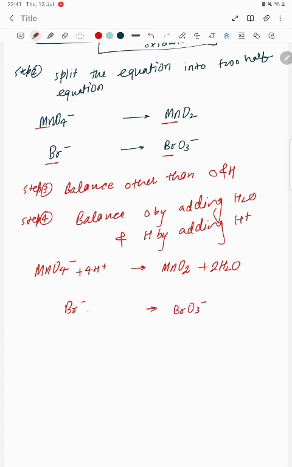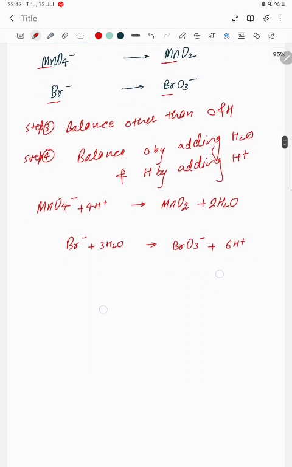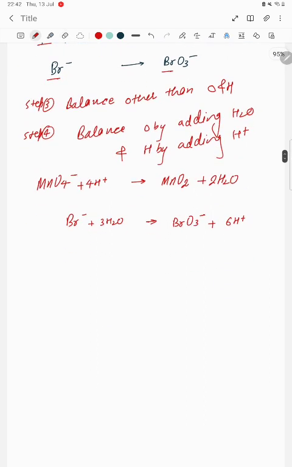Here, student, 3 oxygen is there, so it will be 3H2O. And here, 3 oxygen valence, Br valence, hydrogen is 3 to the 6, so 6H plus. Dear student, now all the atoms are balanced. Now what we need to do is balance the charge. Step number 5, balance the charge (not 4, this is actually 5).